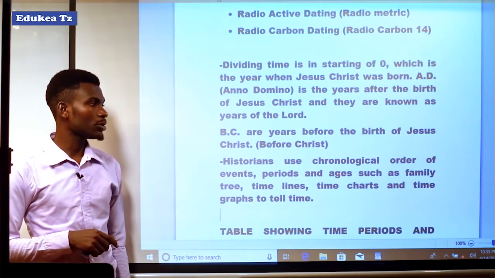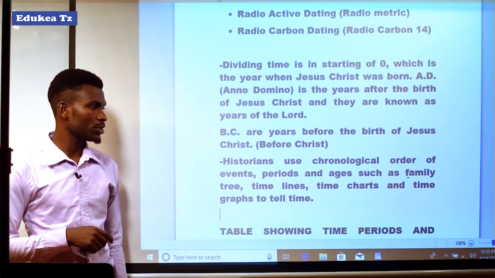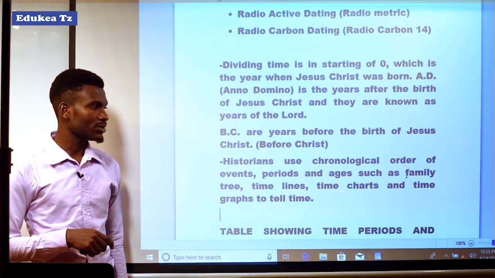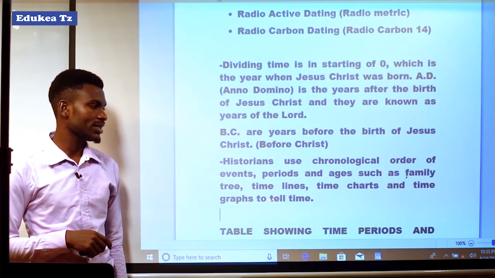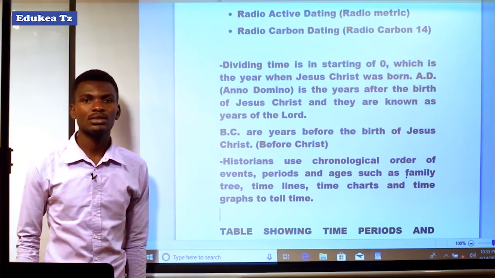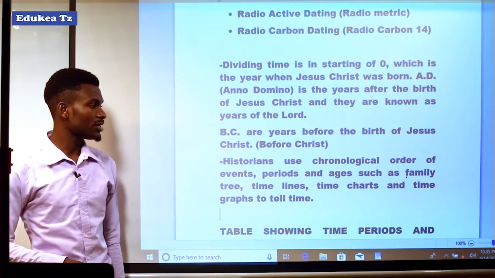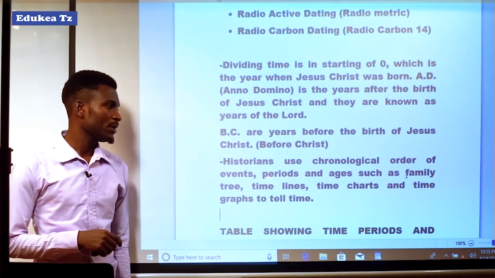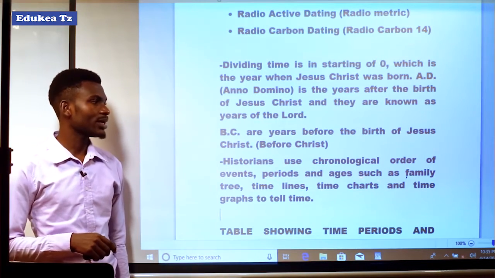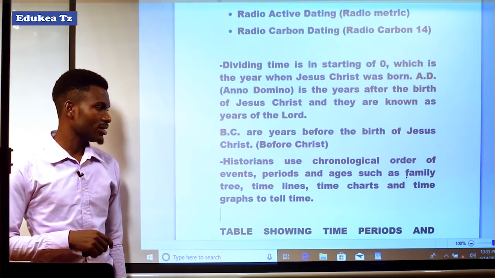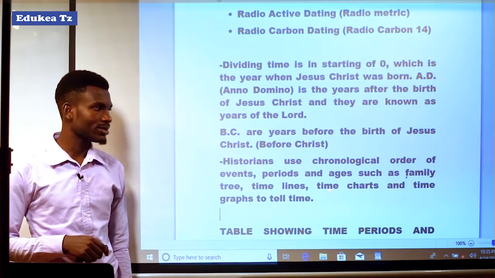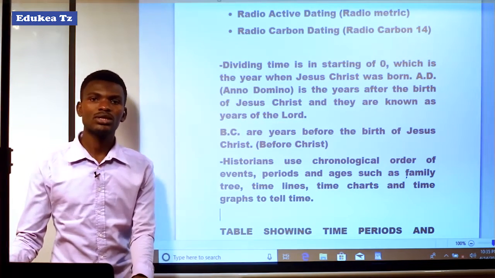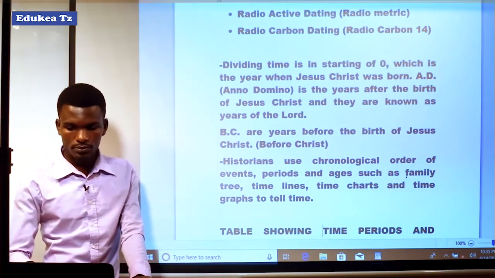Historians use chronological order of events, periods, and ages such as family trees, timelines, time charts, and time graphs to tell the time or to determine the time. It means that historians use the chronological order of events, periods, and ages, such as family trees, timelines, time charts, and time graphs, in order to determine the date or to tell the time.